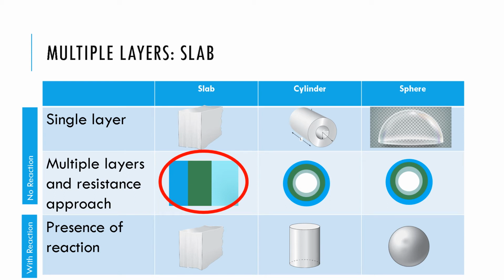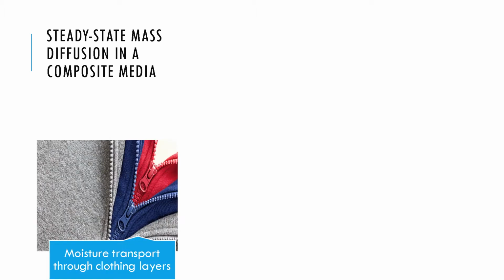We will now extend the single layer that we studied to situations where there can be multiple layers together. We want to know the extent of mass diffusion through multiple layers. There can be many situations where diffusion is occurring through multiple layers, where each layer has a different property. Like here, each layer has a different property.